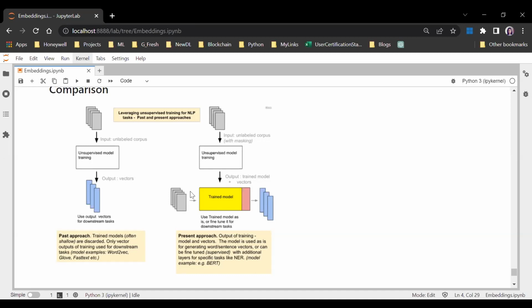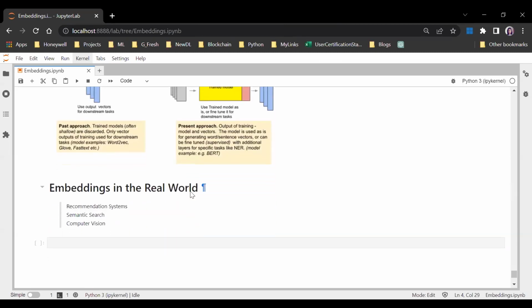So, yep, I think this was in terms of the comparison. Then embeddings in the real world can be used in almost all the use cases where we want to process any unstructured data, like semantic search, computer vision, recommendation engine, etc. And one benefit of using embeddings is that it improves our performance and reduces the dimensionality, a major benefit, because we reduce the higher dimensional data into a lower dimensional vector space.